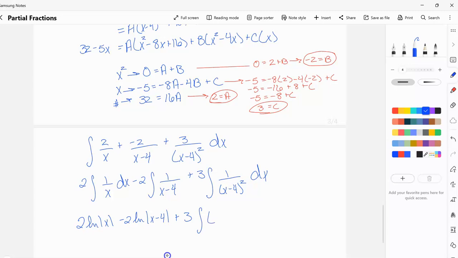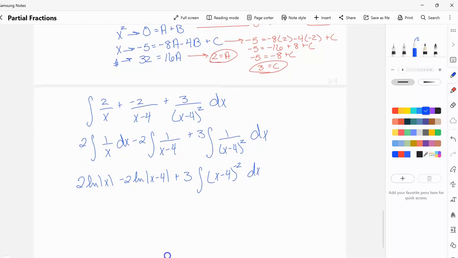This is going to be a u substitution. Could rewrite that as x minus 4 to the negative 2. So if you're thinking about u sub, u would be equal to x minus 4. du is 1 dx. So then when we rewrite this, we're really integrating u to the negative 2, which equals u to the negative 1 over negative 1, or negative 1 over u plus c.